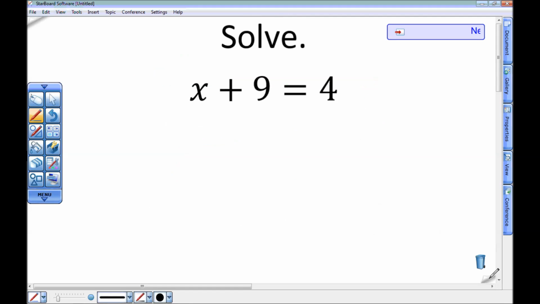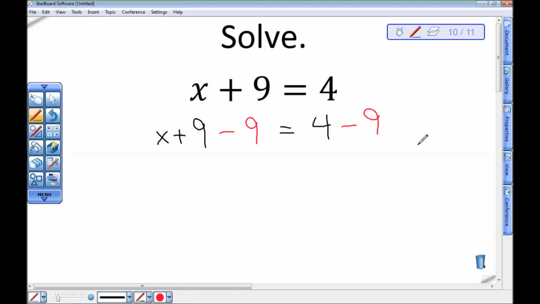Okay, let's look at another one. Here I have x plus 9 equals 4. Again, I want to get rid of that 9, because if this was just x equals something, it'd be really easy to see what the solution was. So I'm going to subtract 9 on this side. And this will only stay an equivalent equation if I subtract 9 on this side as well.